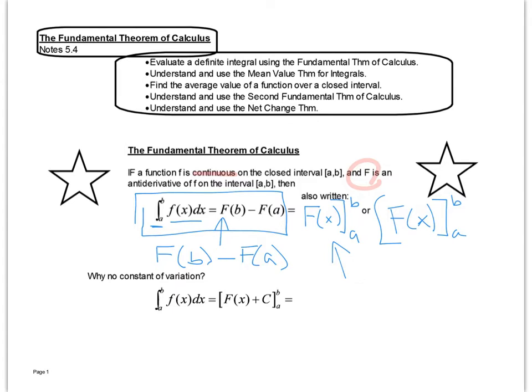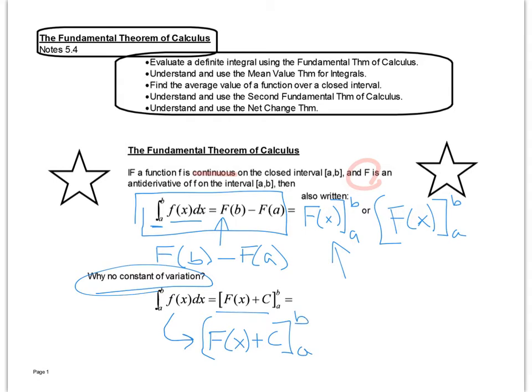So why don't I have a constant of integration if I take an antiderivative? I want you to think about it like this. If I take the antiderivative of little f, I'm supposed to get big F, okay? And if I get big F plus c, like I wrote up here, and I do it from a to b, because really, you get a whole family of antiderivatives.